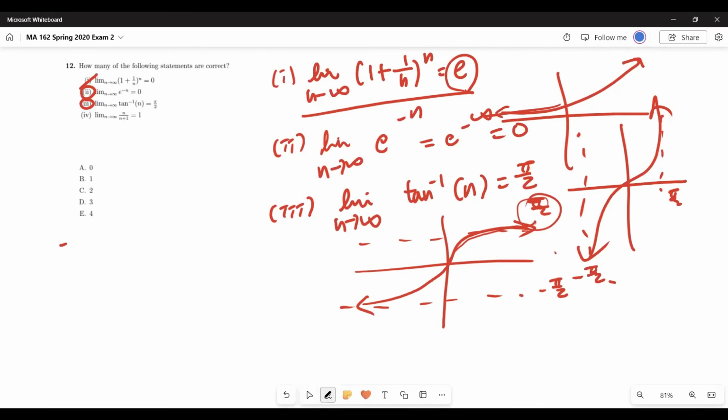The fourth one, the limit as n goes to infinity of n over n plus 1. The plus 1 won't matter because n is already infinity. You're adding a small number to infinity, it doesn't matter. So it'll eventually reduce to n over n, which is just 1, which is right. So 2, 3, 4 are right. So we have 3 correct statements. So the answer for this question is D.